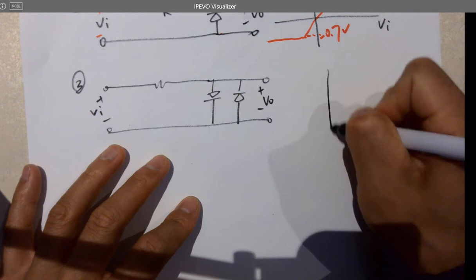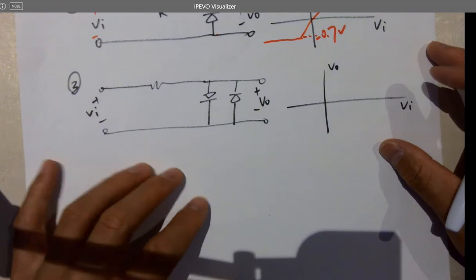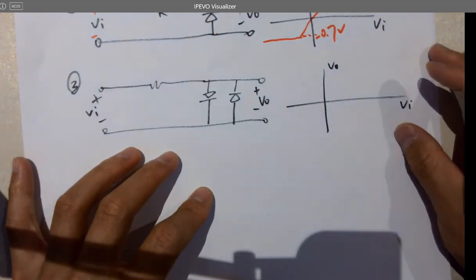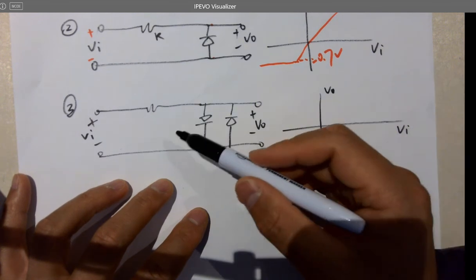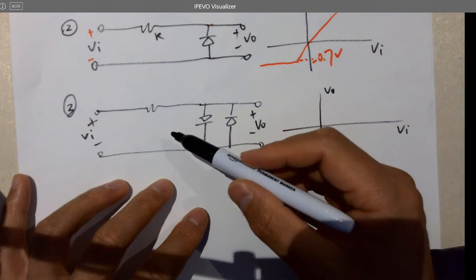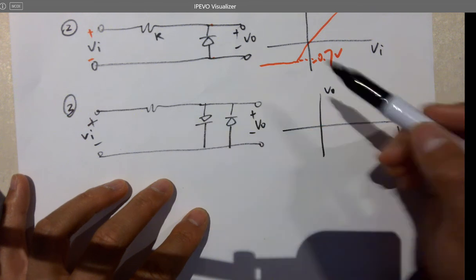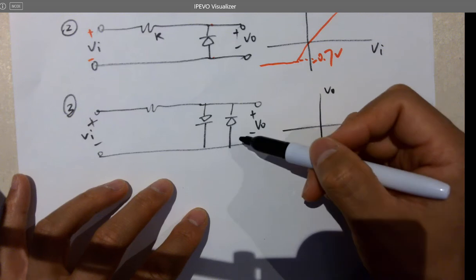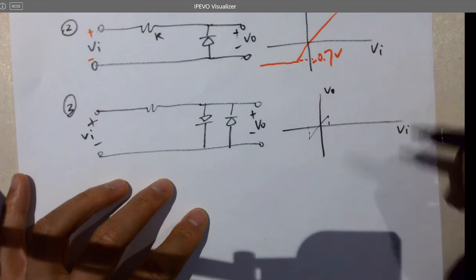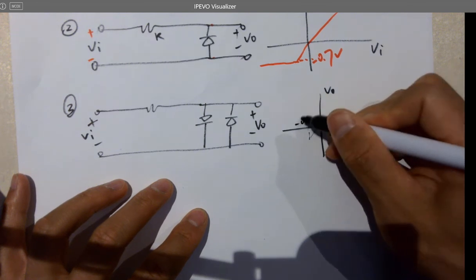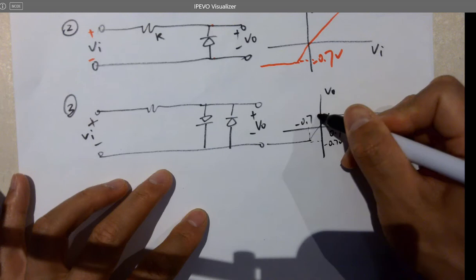What about this one? So whenever Vi is smaller than 0.7 and larger than negative 0.7, it should be linear, because neither of these two diodes will be conductive, right? So it's like this only within this range, but after that, it's going to be flat. So this is negative 0.7 volts, and this is 0.7 volts.